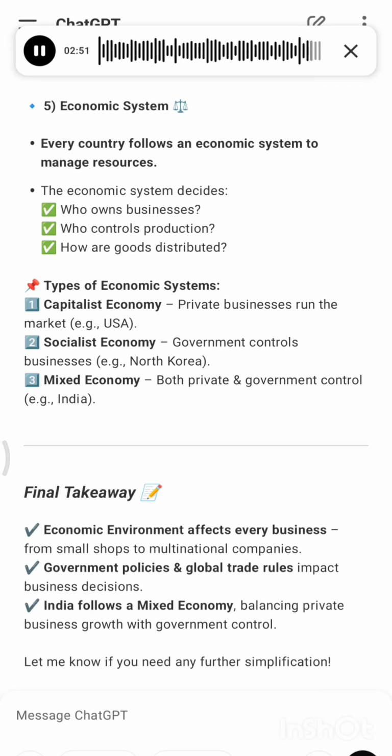Economic environment affects every business, from small shops to multinational companies. Government policies and global trade rules impact business decisions. India follows a mixed economy, balancing private business growth with government control. Let me know if you need any further simplification.